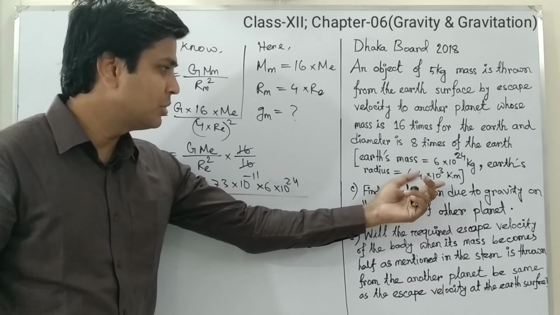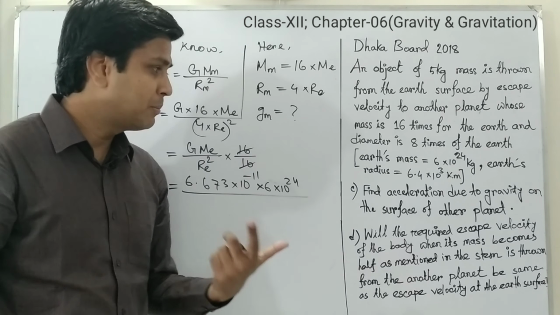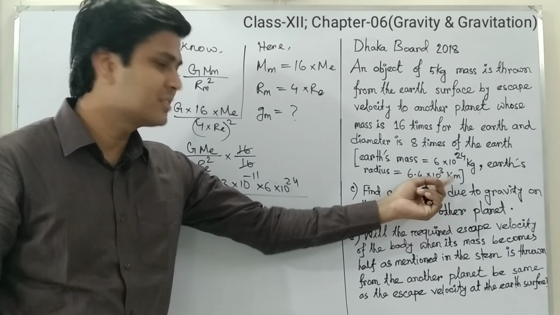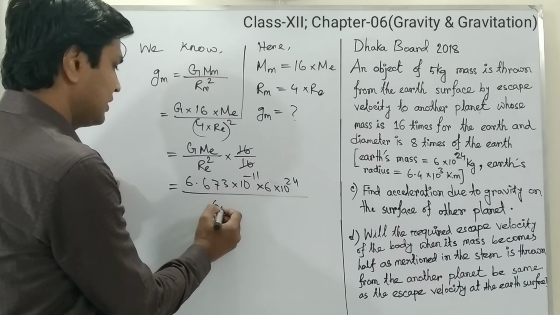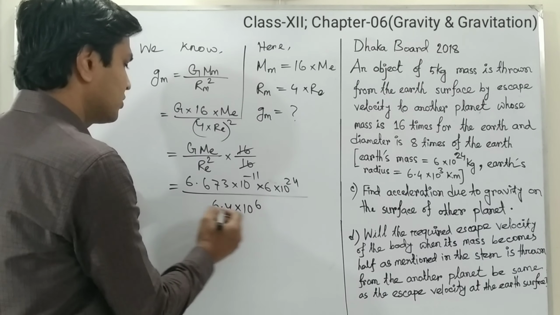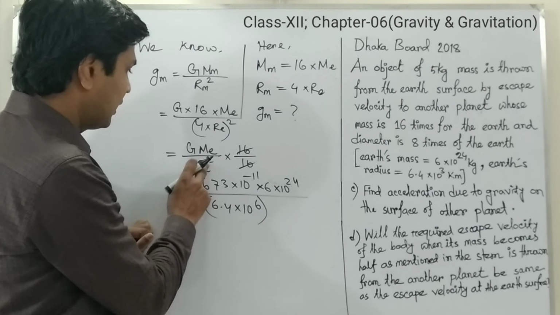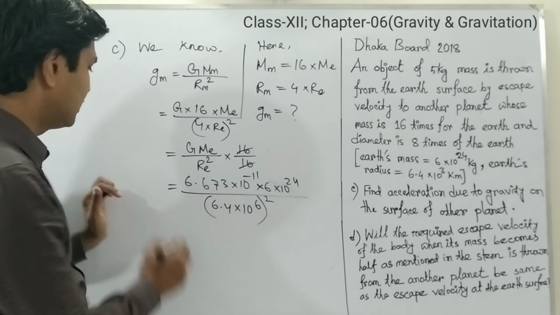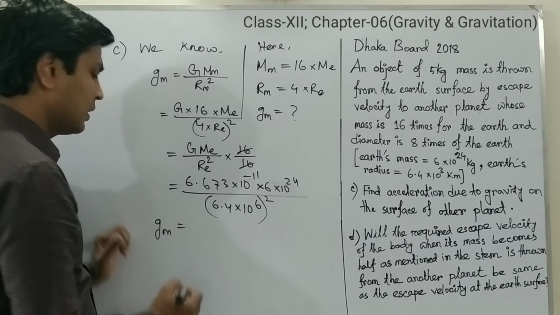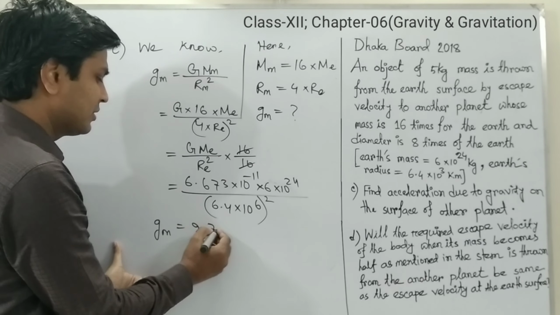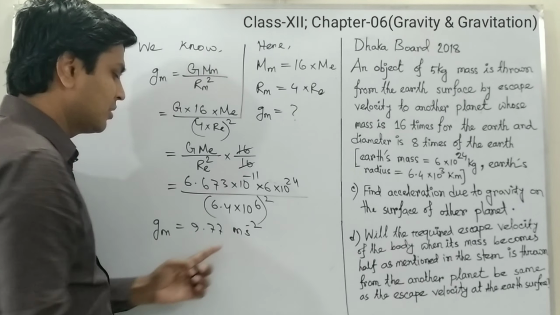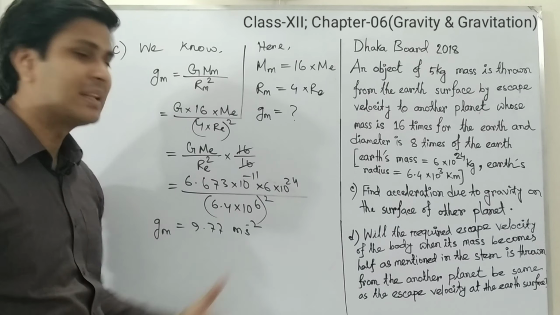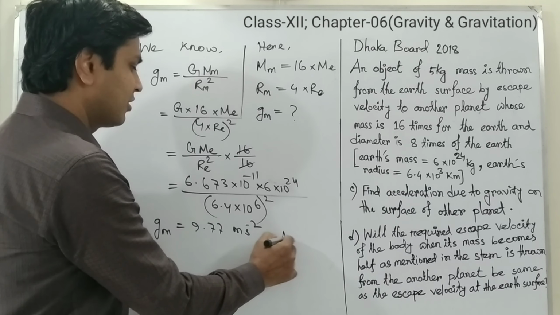We have to convert the kilometer unit to meter unit, so we multiply it by 1000. Then the answer will be 6.4 into 10 to the power 6 meter. So we write here 6.4 into 10 to the power 6 meter, and here is the square, so we have to write the square. After calculation, we will get the value of gm as 9.77. The unit is meter per second square. That is the acceleration due to gravity on the surface of the other planet. That is the answer of question C.